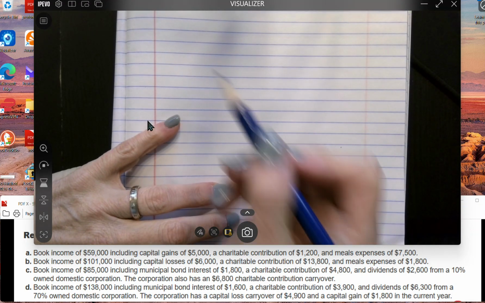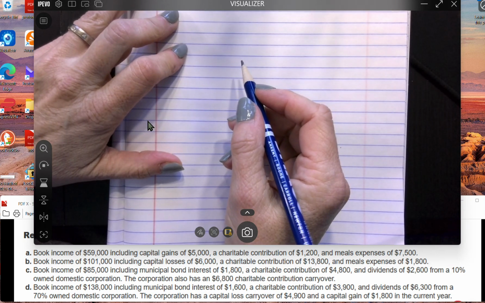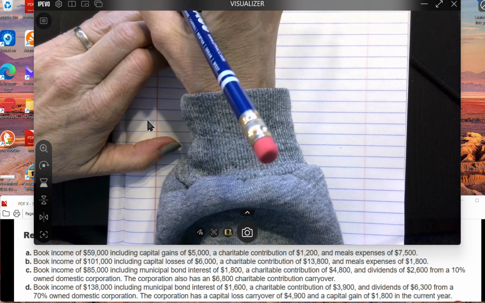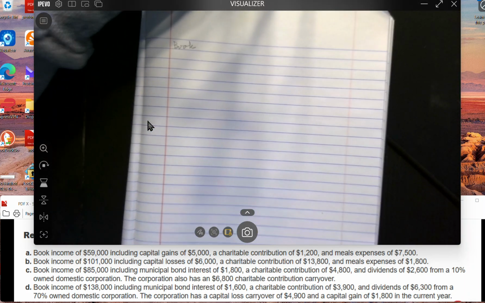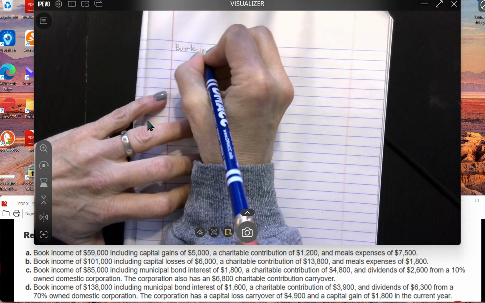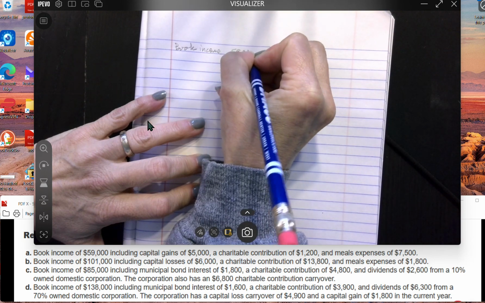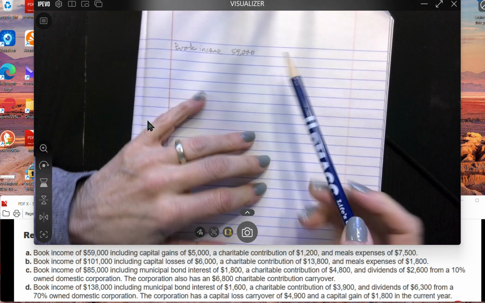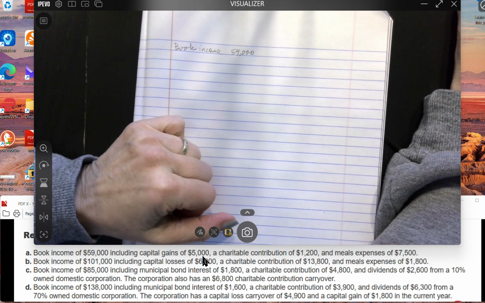Right, so let's look at this first problem here, where we start with book income of $59,000. Let's just write that down. And let me get this actually in view here. So in this problem, we have $59,000 that we're starting with. We have capital gains of $5,000.